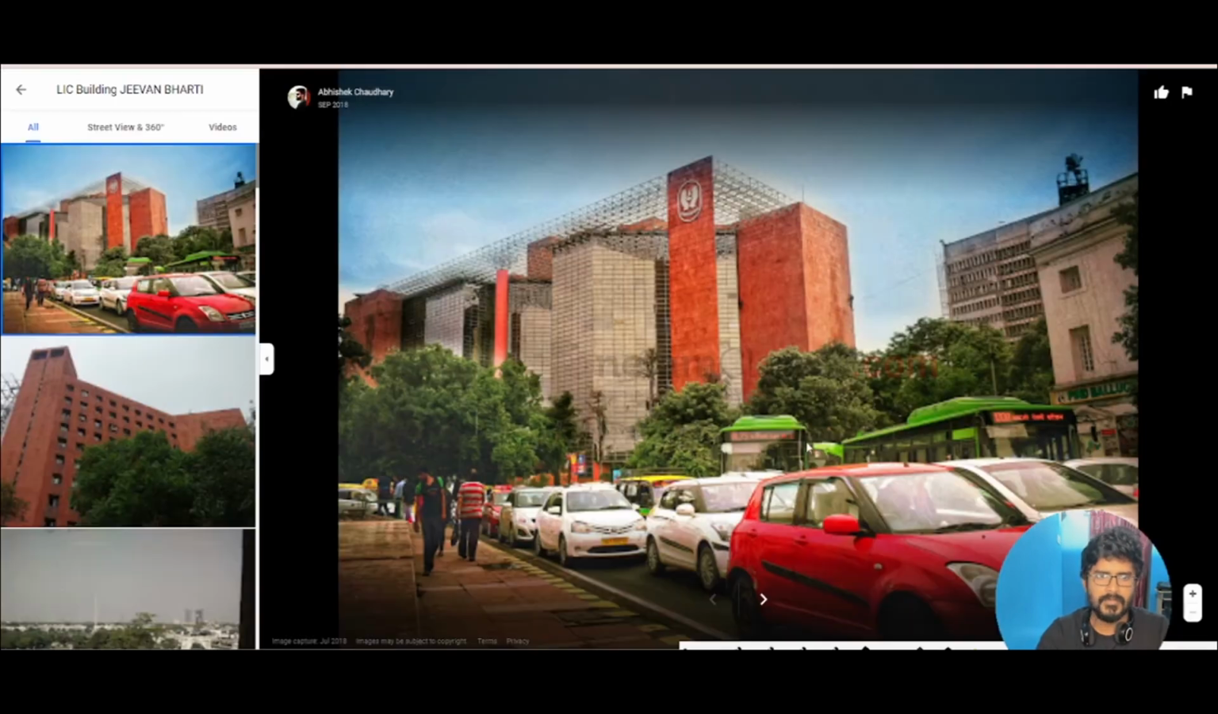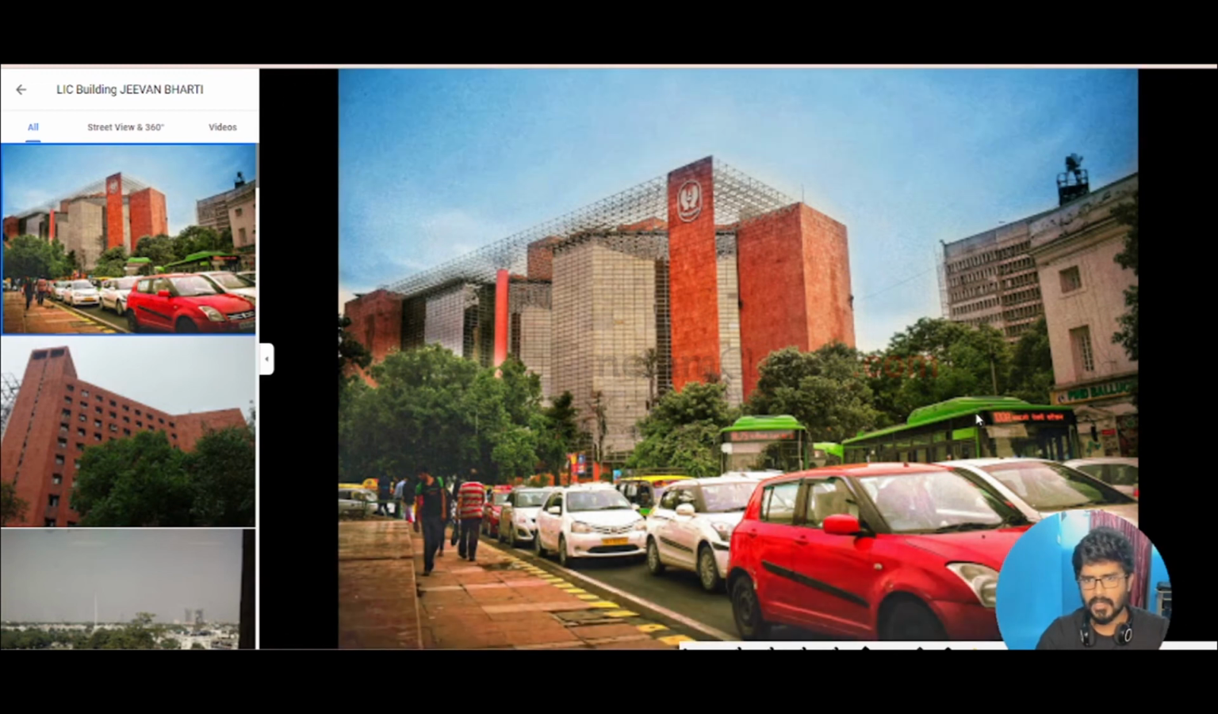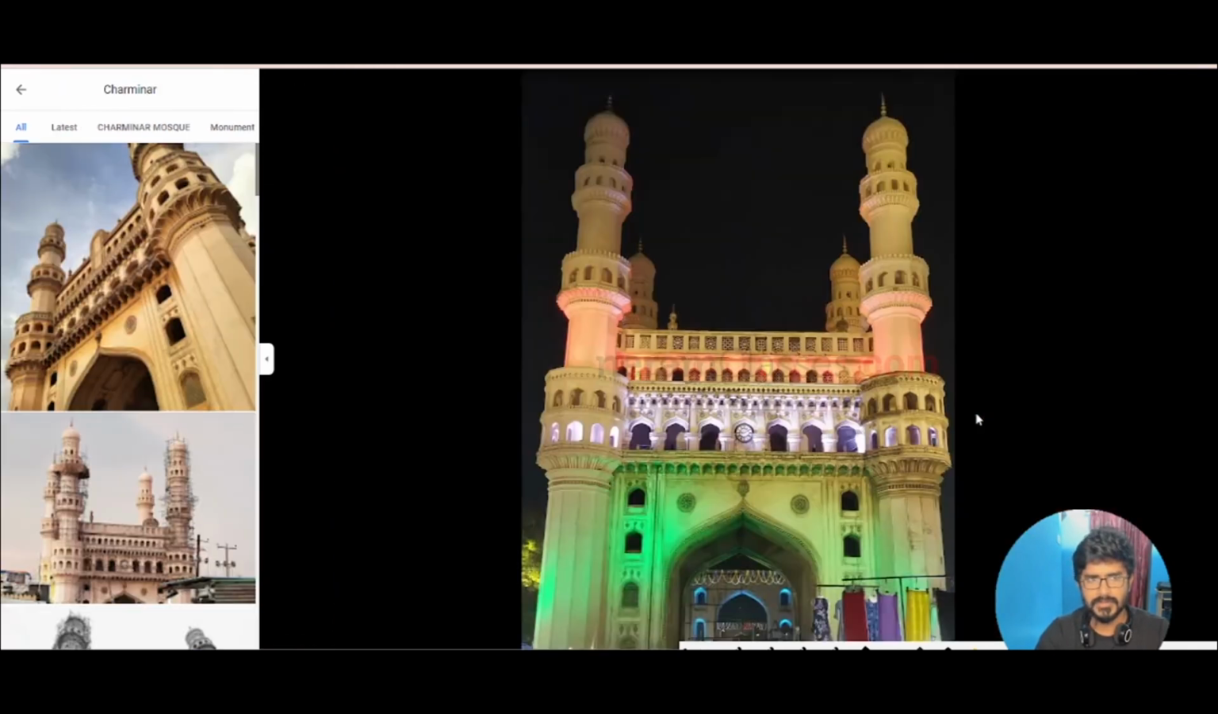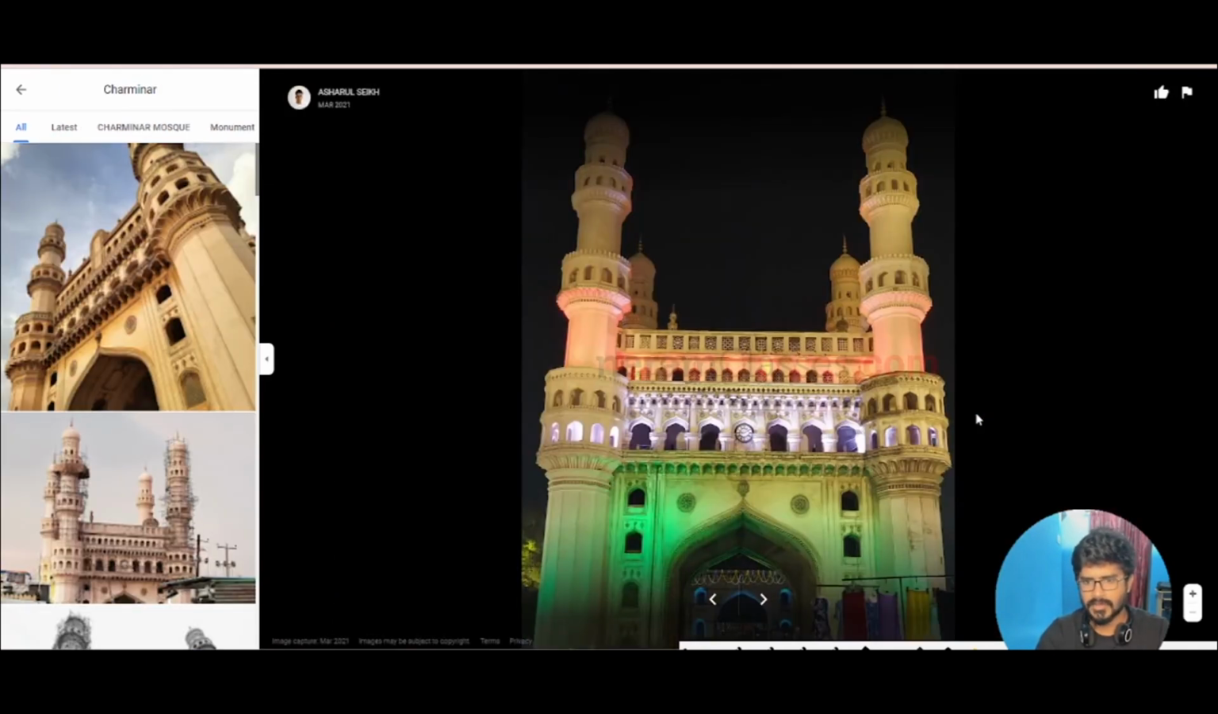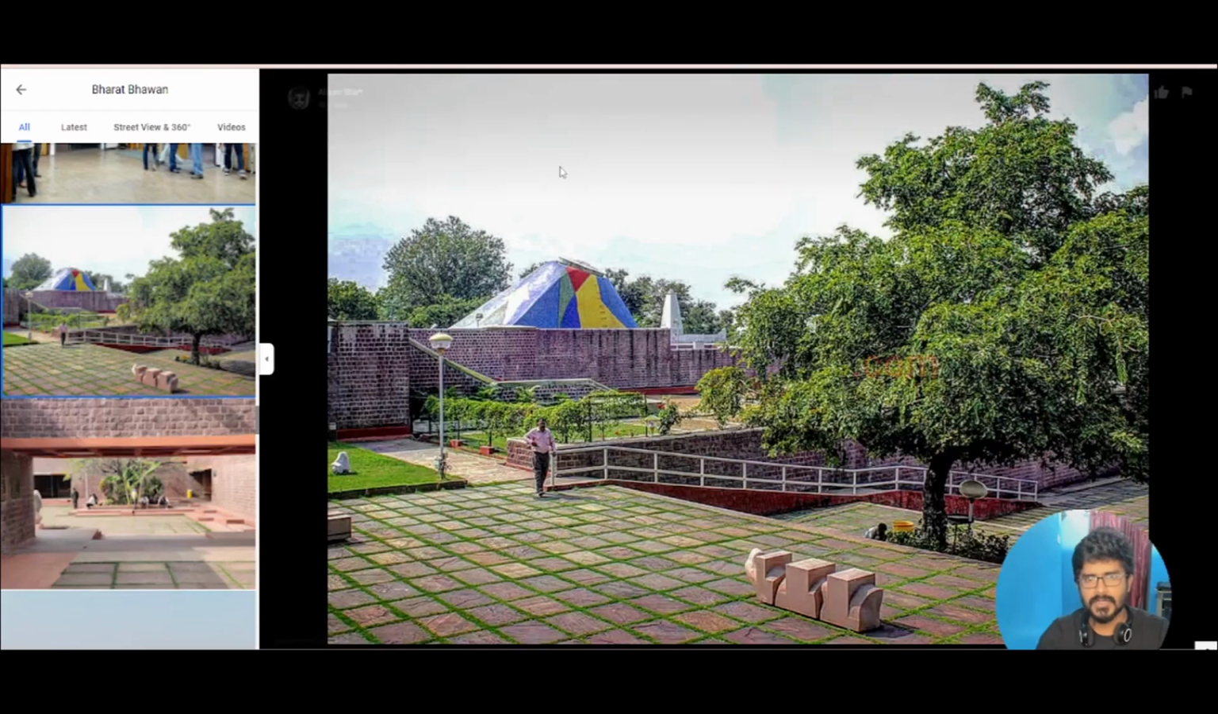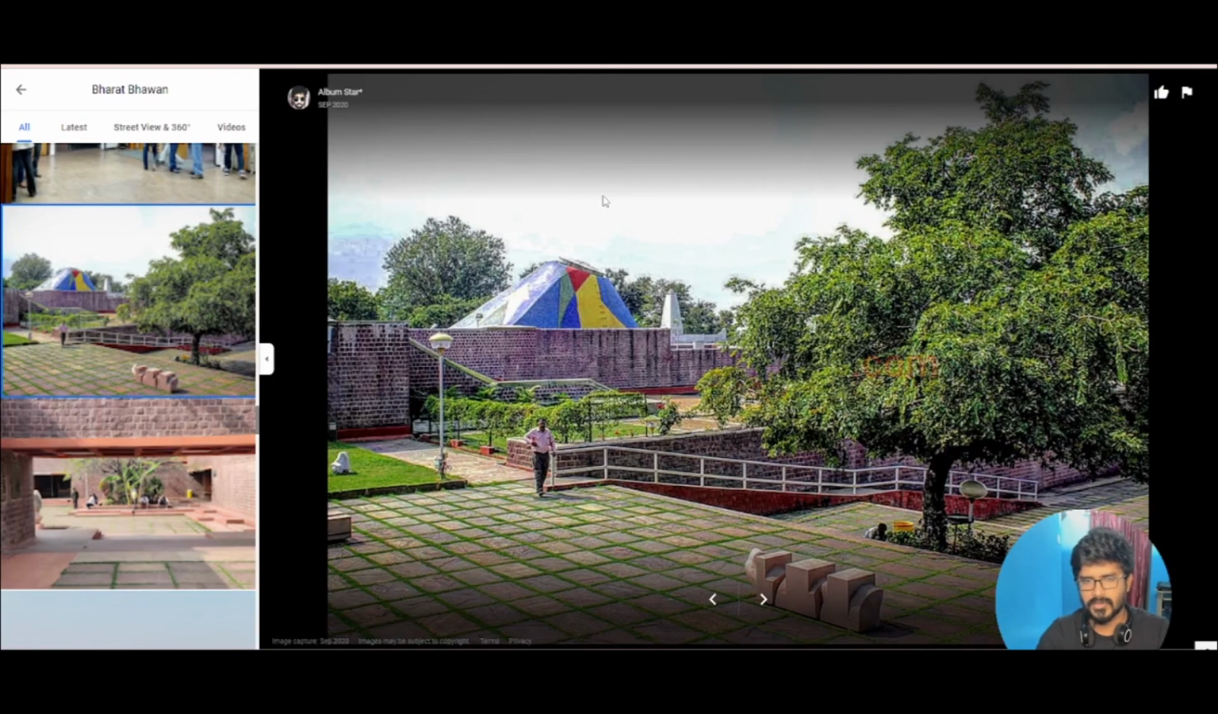Once again, this is the LIC building. This is designed by Charles Correa. It's in Delhi. He's an Indian architect, so it's done after independence. And this is Charminar. Charminar is an Indo-Islamic architecture. You can clearly see from this, it's an Islamic architecture following a fusion of Indian architecture. Next is Charles Correa's Bharat Bhavan. This is also designed by Charles Correa, so it's not colonial.